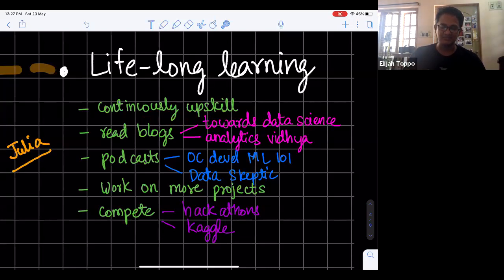Within reading blogs regarding data science, there are very good blogs like Towards Data Science. There is Analytics Vidhya, which continuously talks about the different toolboxes, some sample cases, how things work out. You can start reading those. You can start listening to podcasts.